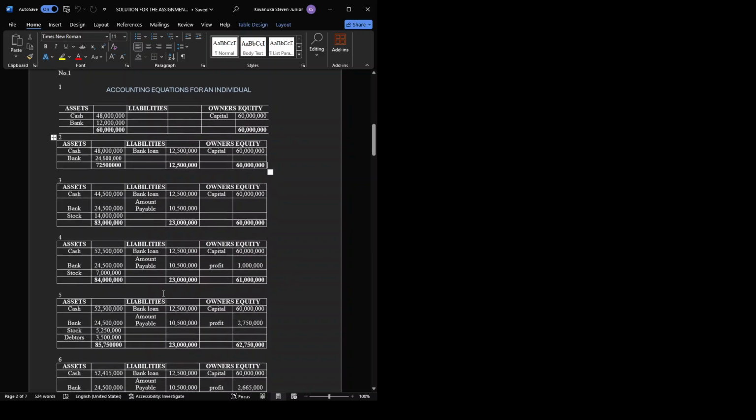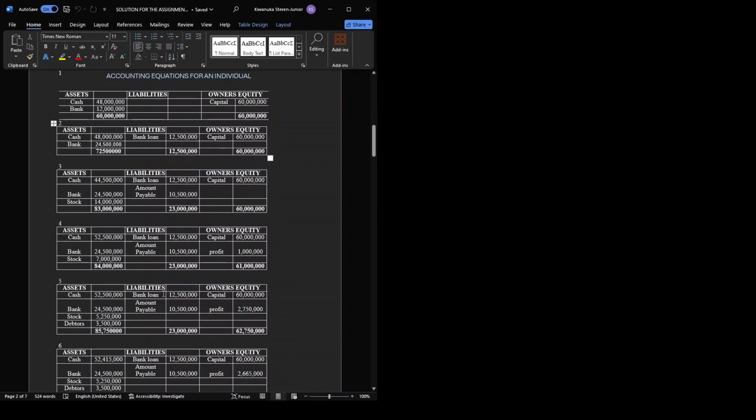So under 5, we are saying sold a quarter of the remaining at 3.5. We said whenever we sell, we make a profit. So you get a quarter, 1 out of 4 times this. And what you get, you subtract from 7, you get this under stock. It's left with 5.250. And then the bank remains unchanged, and our capital remains unchanged.